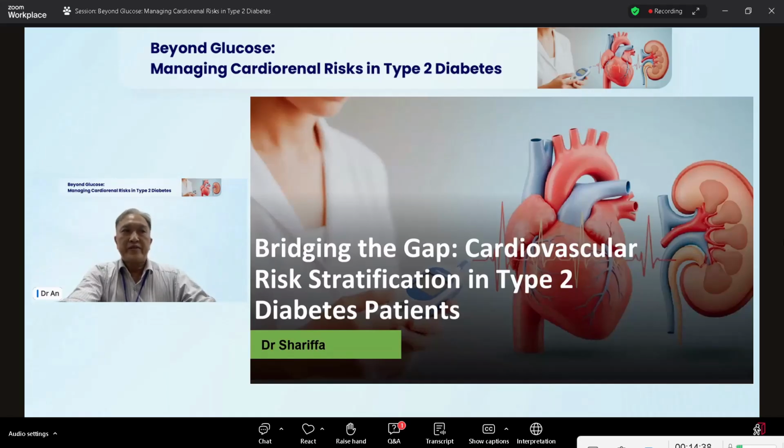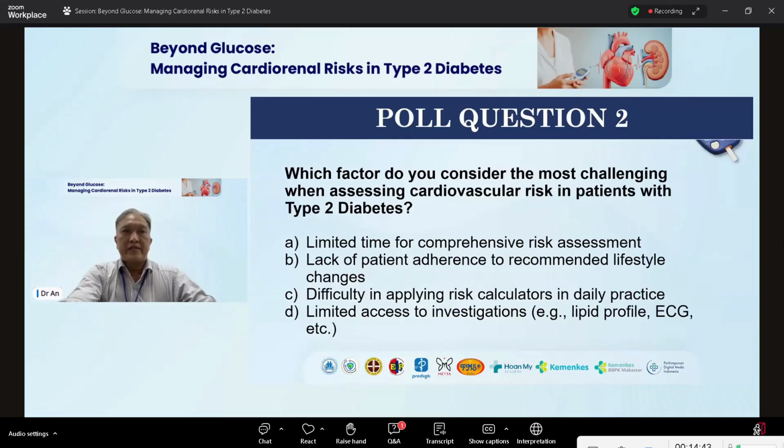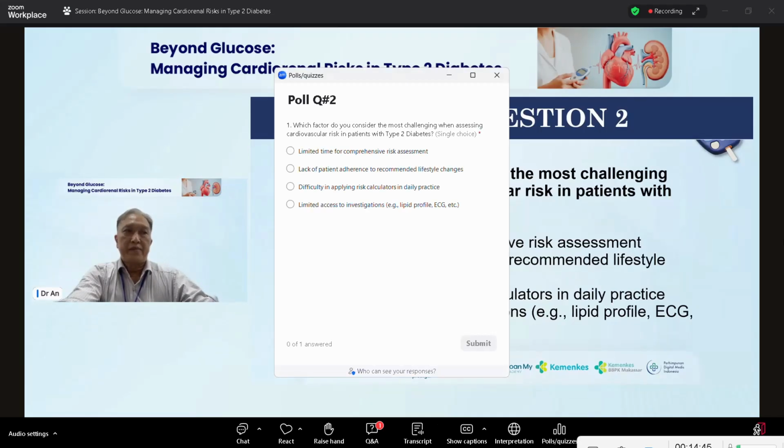Which factor do you consider the most challenging when assessing cardiovascular risk in patients with type 2 diabetes? You can select the option. We have only one single choice. I remind all of you.